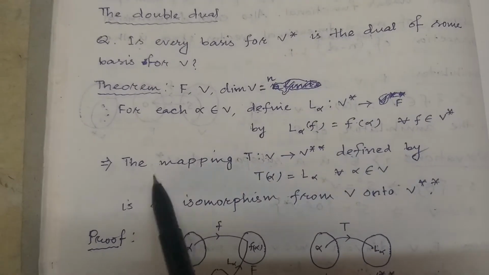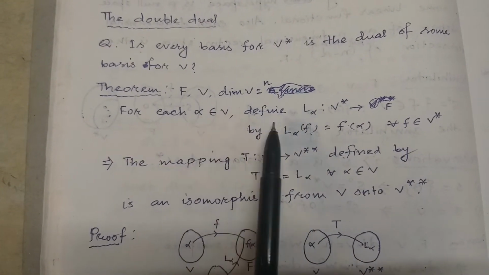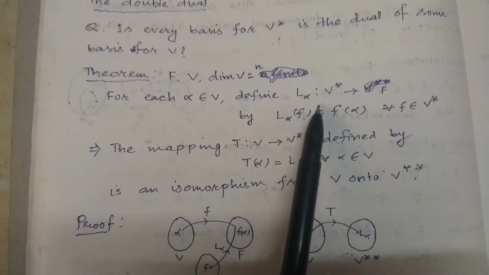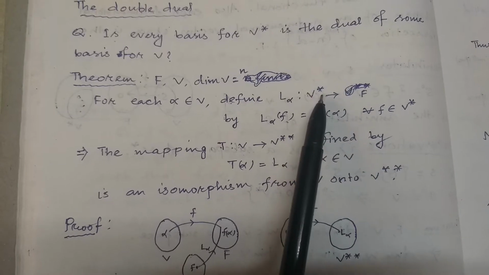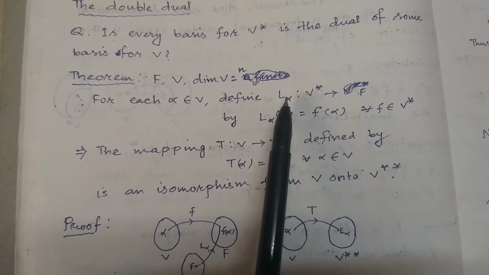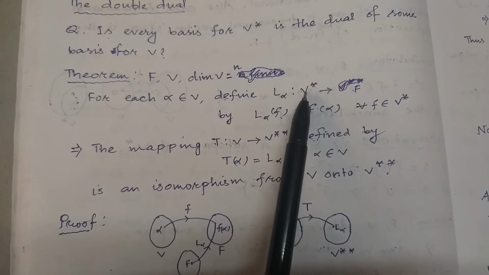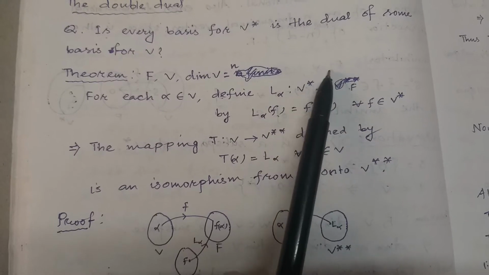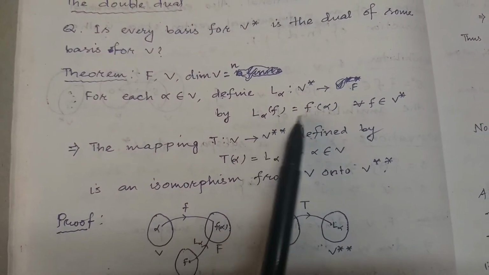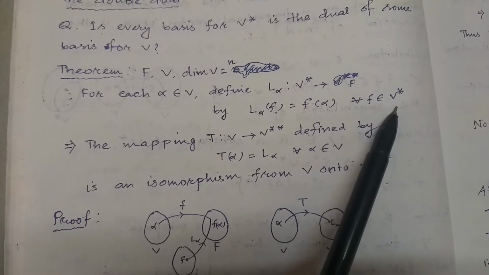Now, for each alpha belonging to V, we define a functional from V star to F, because V star is a vector space. How? The definition of L alpha is: L alpha of f, because f are the elements of V star, and the elements of V star are functions from V to F, L alpha of f equals f of alpha, for all alpha belonging to V.